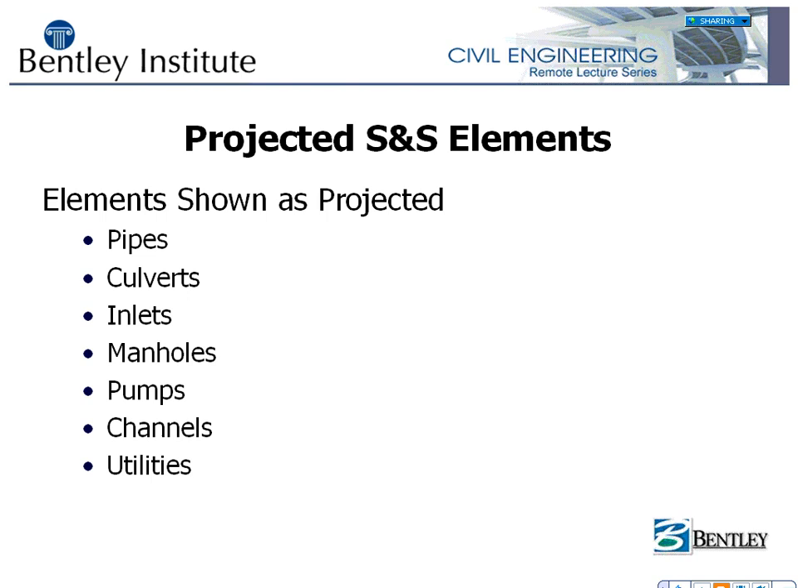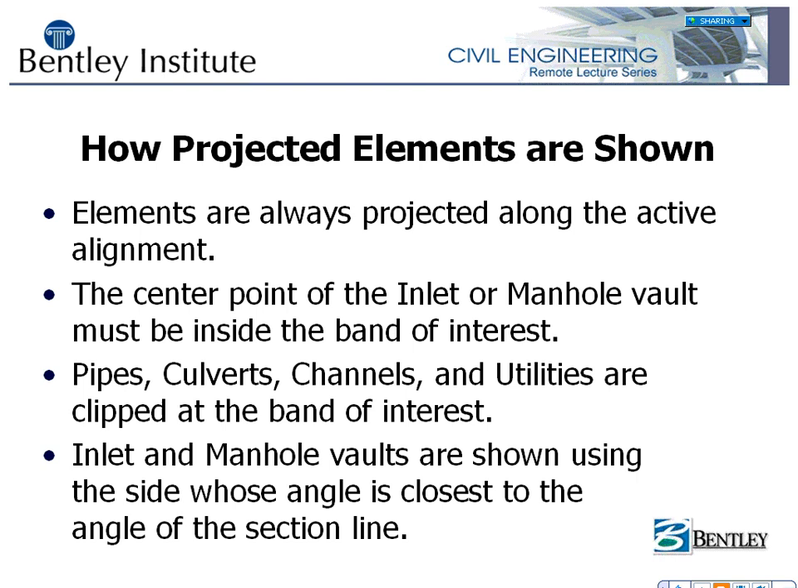Now, the way we project those is that the elements are always projected along the active alignment, and where that offset intersects the cross section, whether it's skewed or perpendicular, that's where it's going to be shown. And I'll show you an example in just a second.